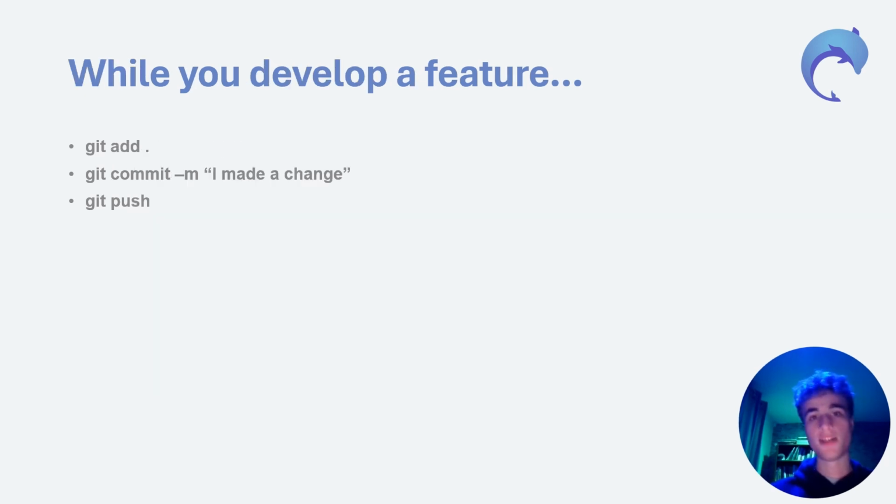Then while you develop a feature, you should be committing and pushing your changes regularly. The reason is that if your computer breaks or there's some issue, you need to make sure your code is saved on the server. If it's not on the server, it's basically not saved. If you're writing a document, a report or an essay, and you haven't saved it, your writing could easily be lost. It's the same with code: if you haven't pushed it, then is it really there? It could easily be lost.